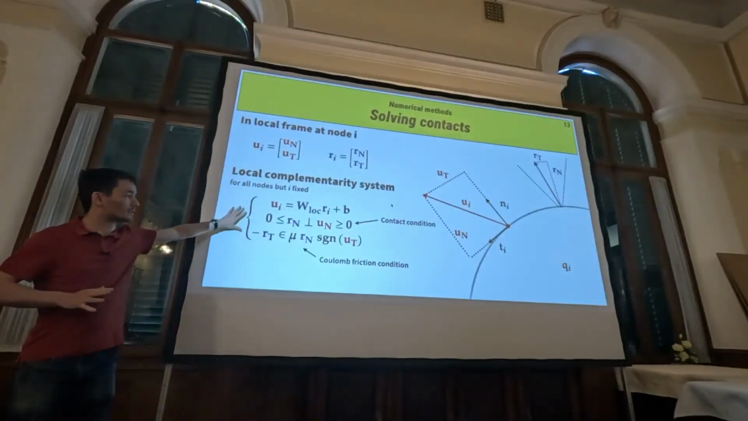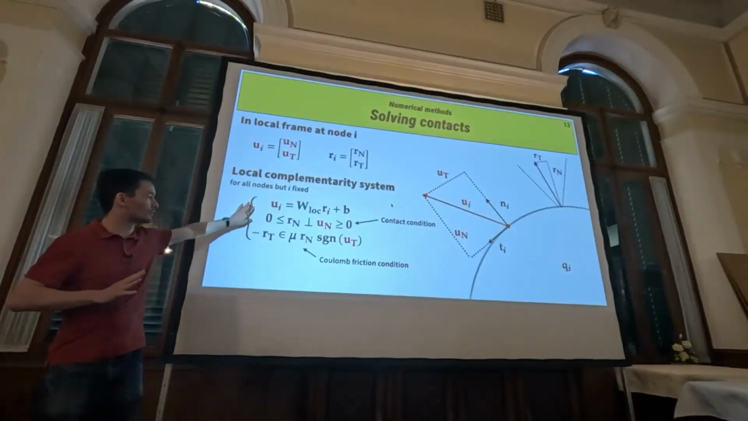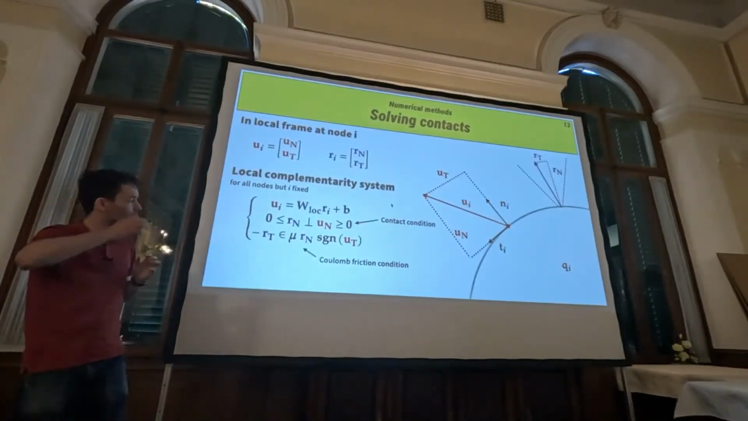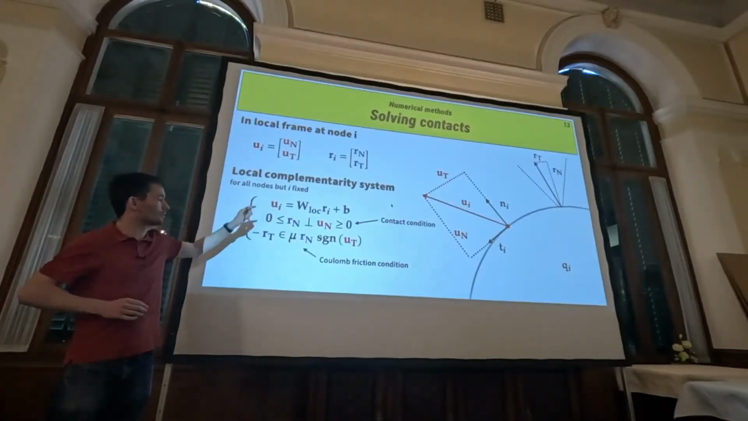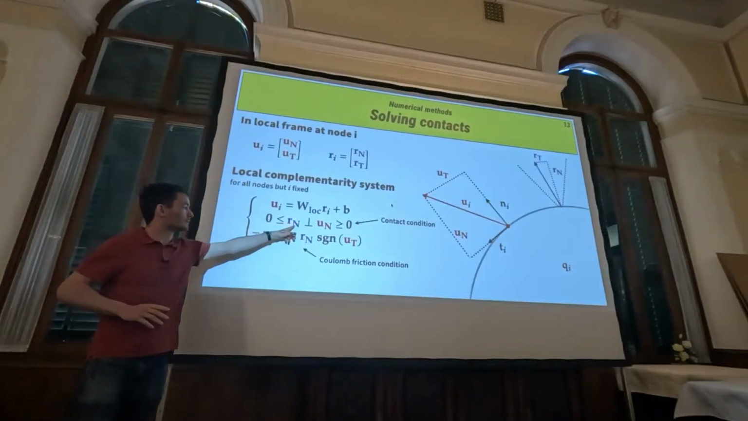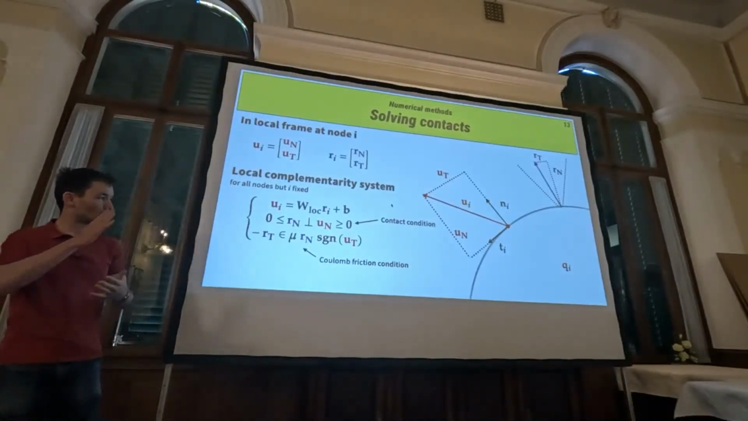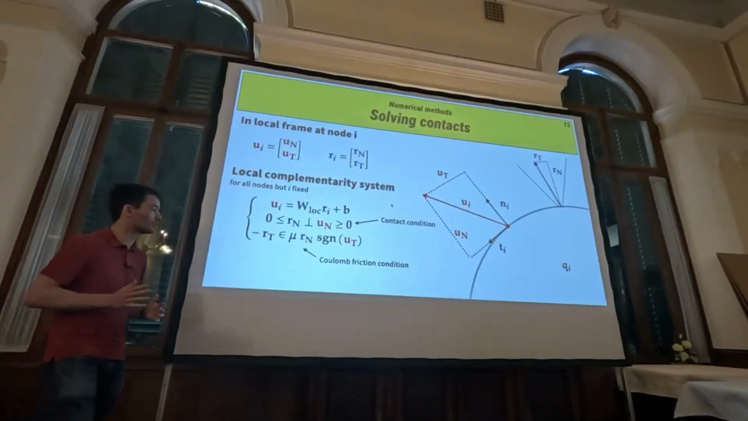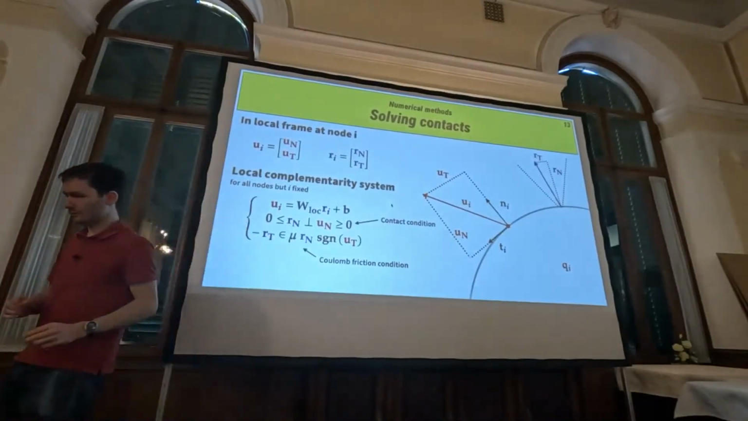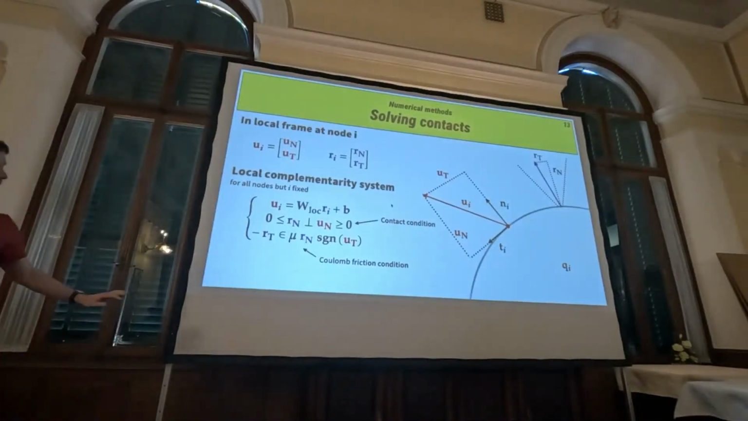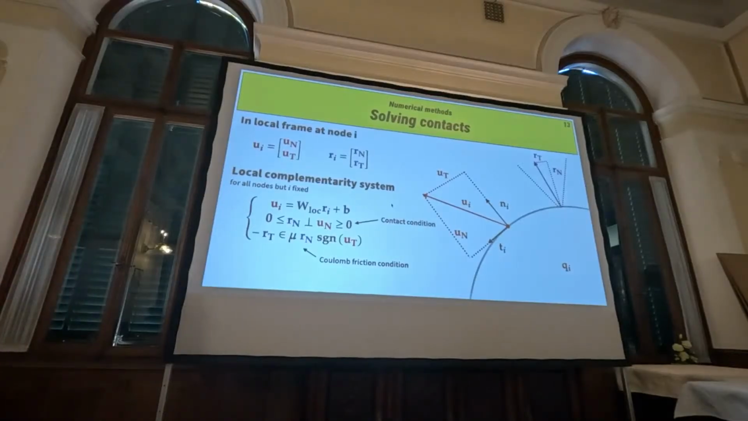The local system at this node looks like this. We have seen this system many times in the Congress, right? So the first line comes from the equation of the previous slide. This is the complementarity condition due to the non-penetration condition, and this is the Coulomb friction condition. So I won't get into details, but this system in 2D is quite easy to solve explicitly.